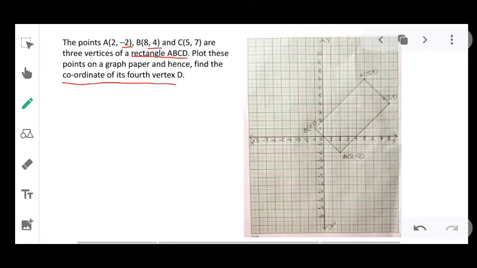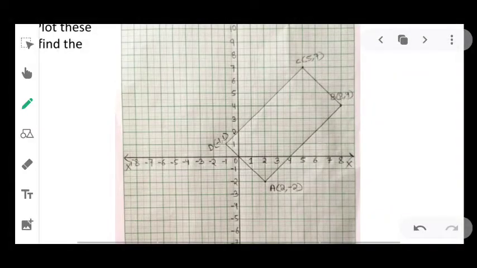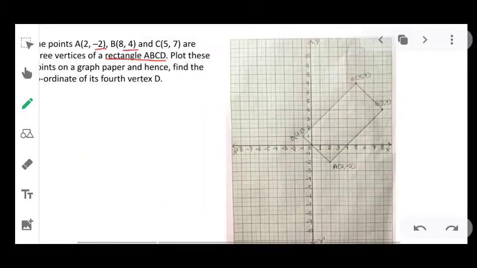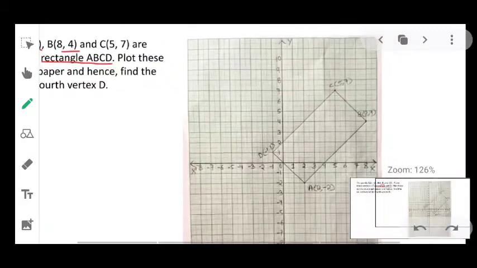So A is (2, -2). First find out the 2 on the x axis. This is the 2. Then minus 2 on the y axis. So this is minus 2. So this is A (2, -2). Clear? Then B point is (8, 4).